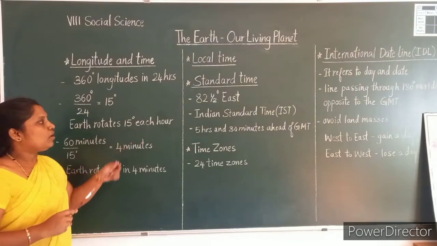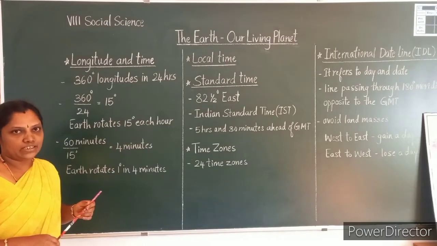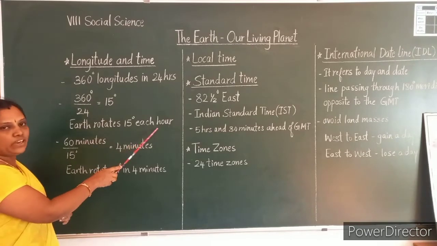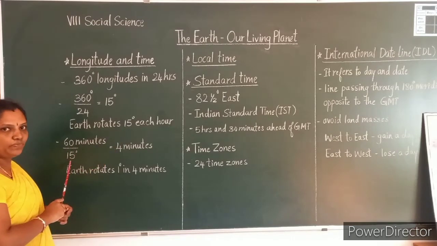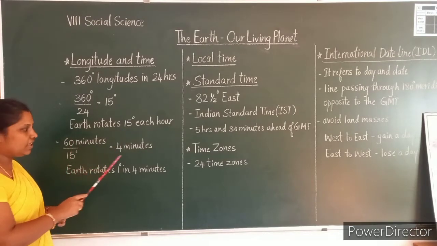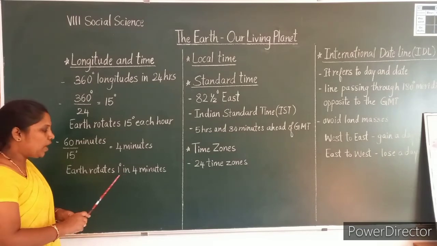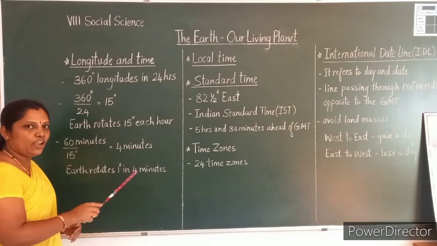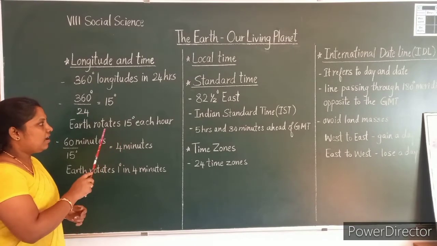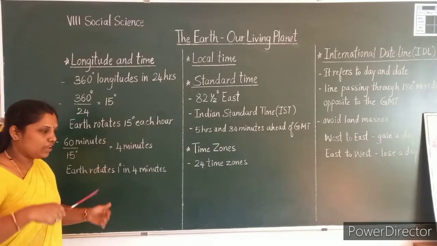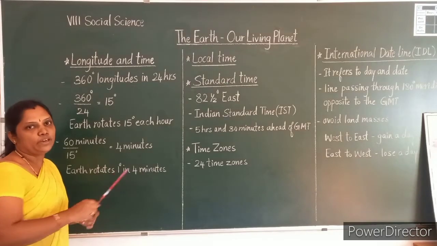Next, now that you know each hour it takes 15 degrees, for 1 degree, how much time does it take? We will see that. 1 hour equals how many minutes? 60 minutes. 60 divided by 15 degrees equals 4 minutes. That means Earth rotates 1 degree in 4 minutes. Earth rotates 15 degrees each hour, and it takes 4 minutes to rotate 1 degree.